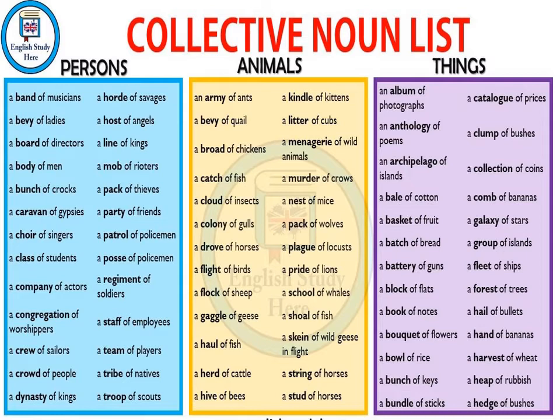A band of musicians, a host of angels, a flock of sheep, a pride of lions, a batch of bread, a hand of bananas, a harvest of wheat. So, for your convenience, I have divided these collective nouns into list of persons, animals and things.